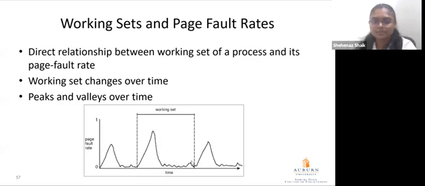And from this particular graph, we should be able to identify the working set size of a process. Yeah? So the size of the working set of a process can be identified by using a peak as well as a small valley after that.